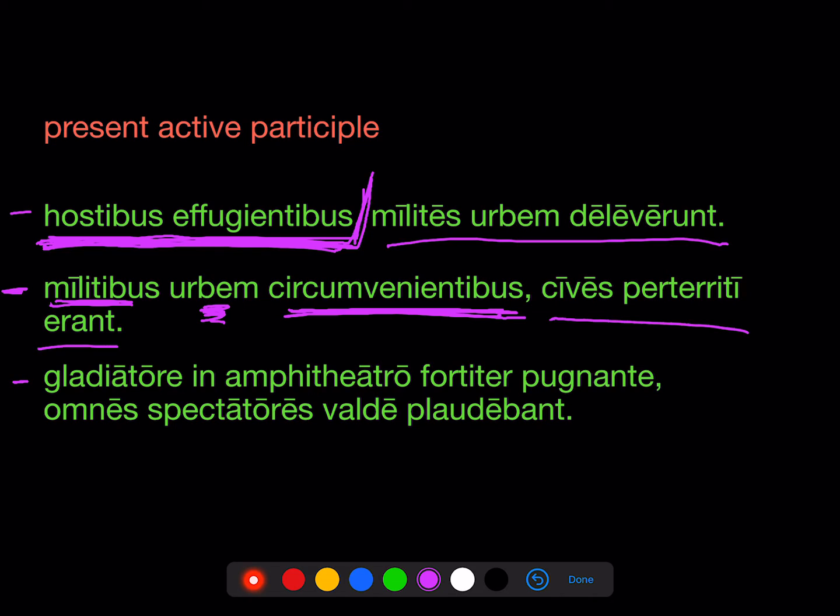One more. Gladiatore in amphitheatro fortiter pugnante, omnes spectatores valde plaudebant. So here's our ablative absolute. It's a nice long one because here we have a prepositional phrase and an adverb. So with the gladiator fighting bravely in the amphitheater, all the spectators were clapping a lot.